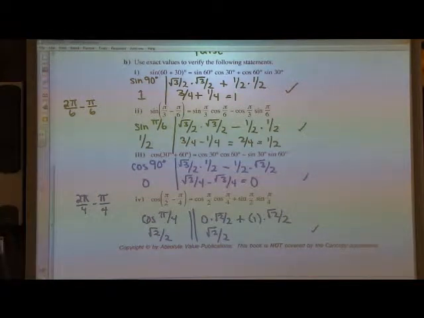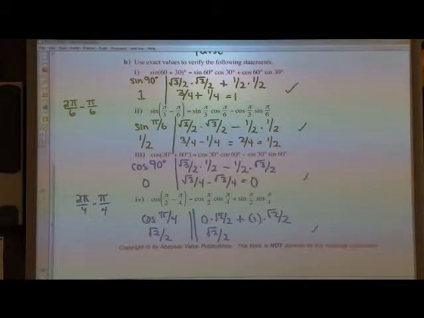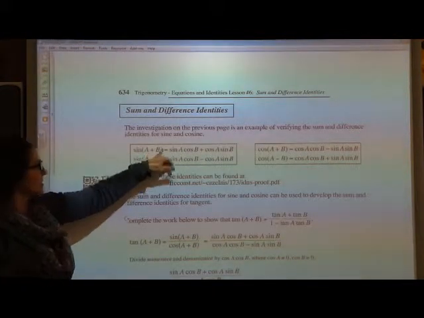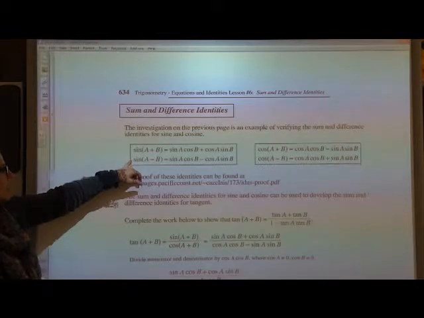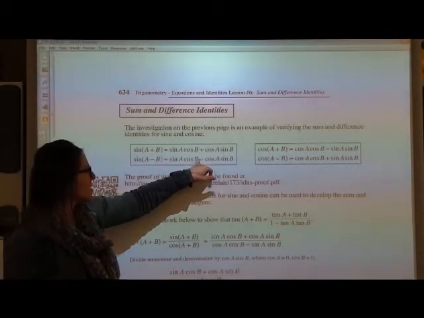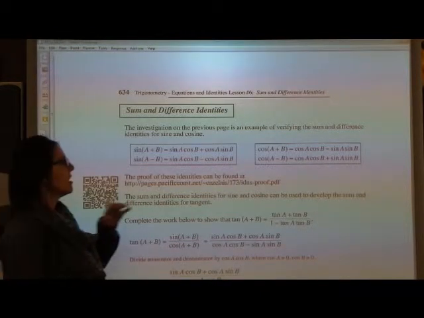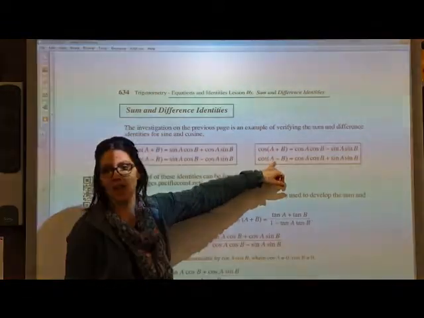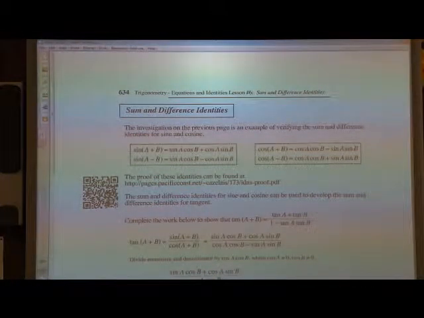If you turn the page, it says these 4 statements are part of 4 sum and difference identities, which state that the sum of two angles can be written as sine A cos B plus cos A sine B. The difference becomes sine A cos B minus cos A sine B. And when it's the sum of cos angles, I get cos A cos B minus sine A sine B when I'm adding them. And when I'm subtracting them, it's cos A cos B plus sine A sine B.